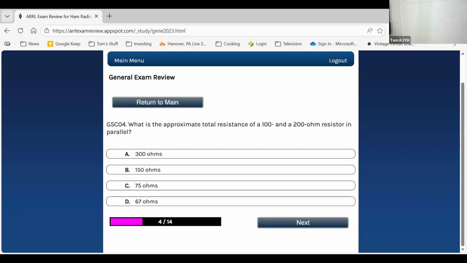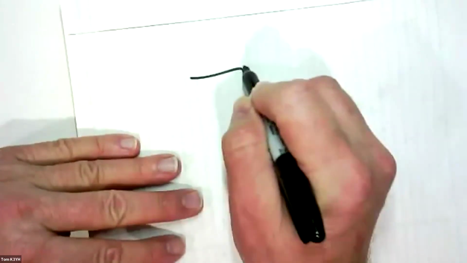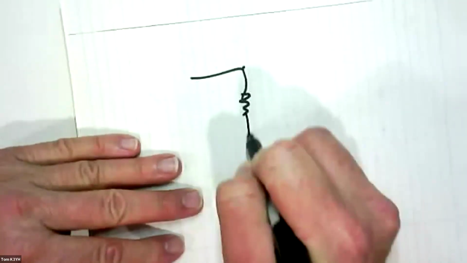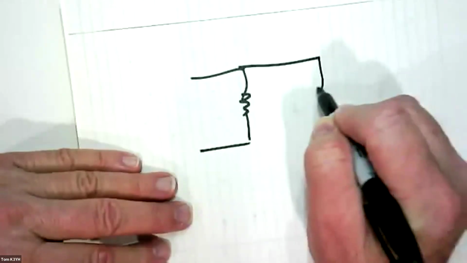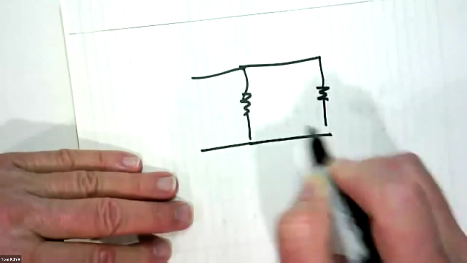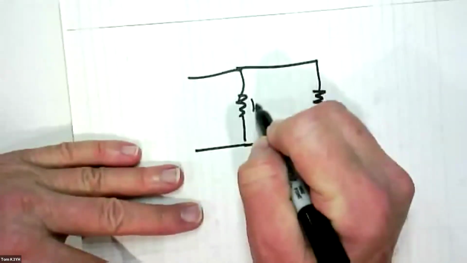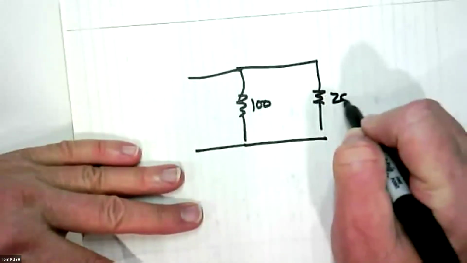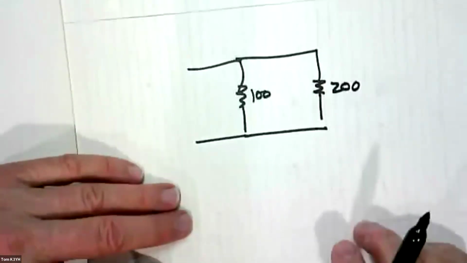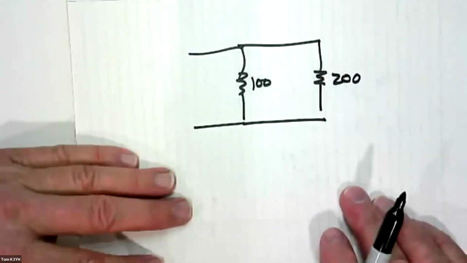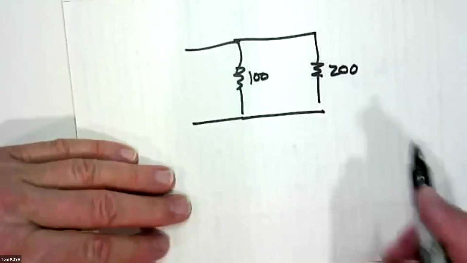Flip my notebook open. Okay, so here's my circuit. My resistors are squiggles. Those are resistance. Okay, so here's 100. Here's 200. When you have two resistors in parallel, the book gives you this.